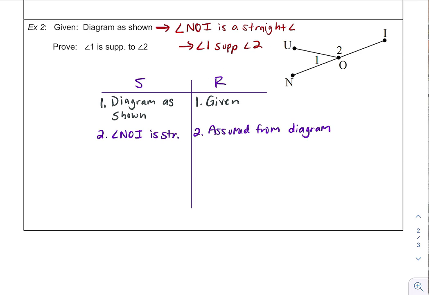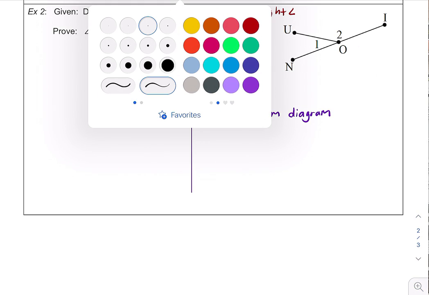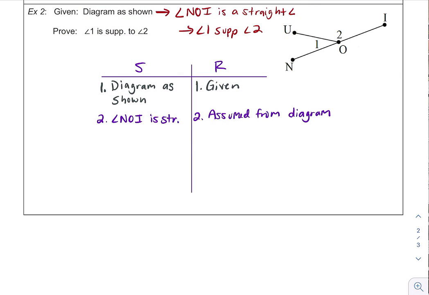So then now, looking visually at this diagram, my two angles make up a straight angle. Since these two angles add up to a straight angle, this means that they have to be supplementary to each other. So this means we can actually go ahead and make our final conclusion. Visually, I see that they form that angle NOI. I've already said that angle NOI is straight. So this means for us here that angle 1 is supplementary to angle 2.